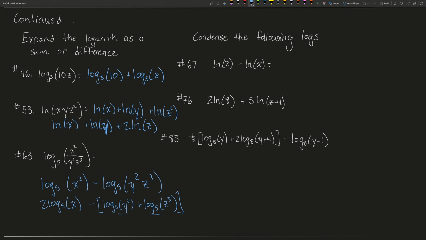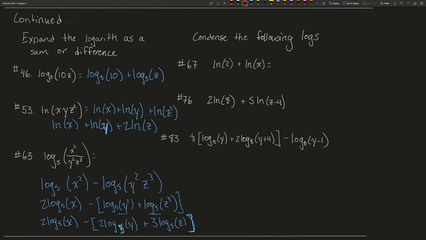So the outside is correct, so 2 log base 5 of x, and then minus 2 log 5 of y plus 3 log 5 of z. And that'll be as simple as that, or that is as expanded as it can get.